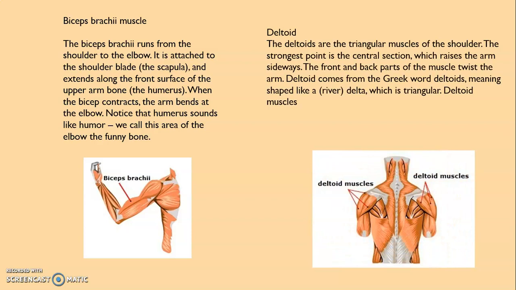Deltoid. The deltoid is the triangular muscle of the shoulder. The strongest point is the central section, which raises the arm sideways. The front and back parts of the muscle raise the arm. Deltoid comes from the Greek word deltoides, meaning shaped like a river delta, which is triangular.